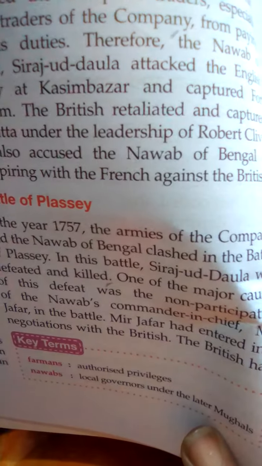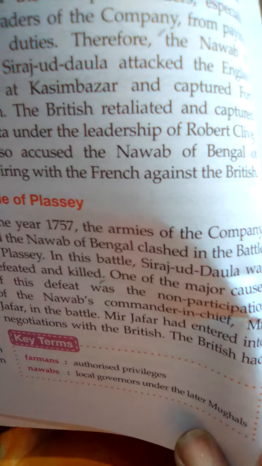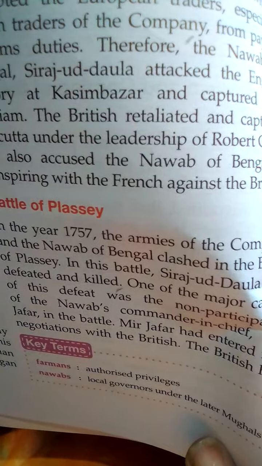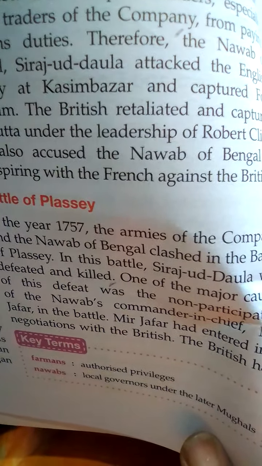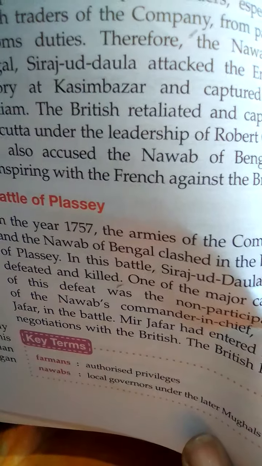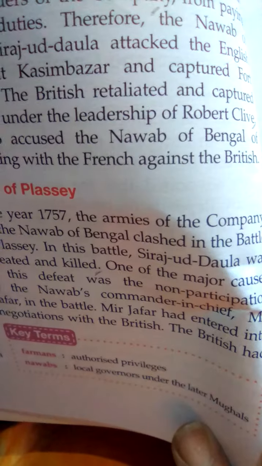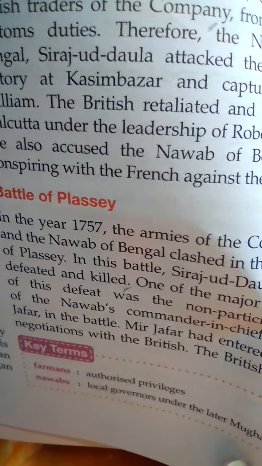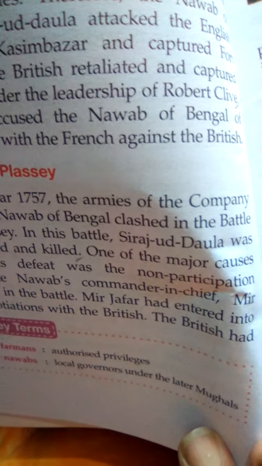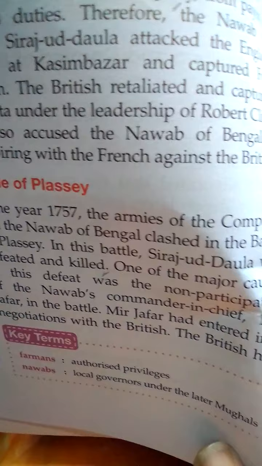In the year 1757, the armies of the Company and the Nawab of Bengal clashed in the Battle of Plassey. In the battle, Sirajuddaula was defeated and killed. One of the major causes of the defeat was the non-participation of the Nawab's commander-in-chief, Mir Jafar, in the battle. Mir Jafar had entered into negotiations with the British.